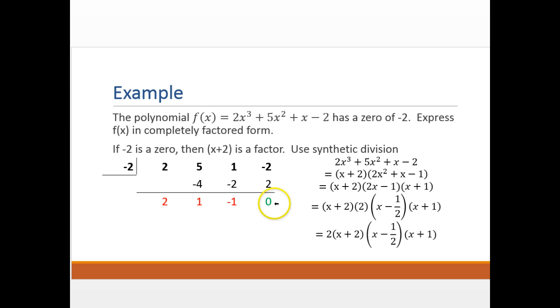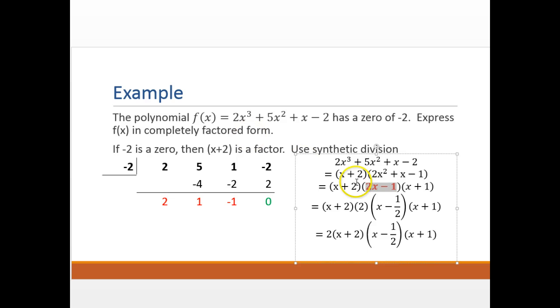So if I go to factor this now, -2 is a zero, so this is x plus 2, and then this is what's left over, 2x squared plus x minus 1. We should be able to factor this. It factors to 2x minus 1 times x plus 1. This piece here is what gives us a little bit of difficulty and we have to address.